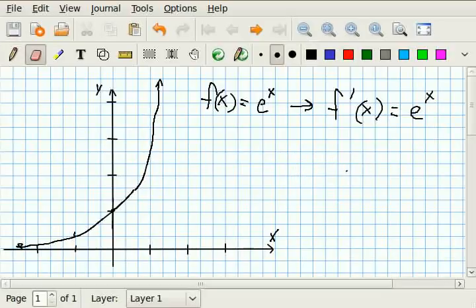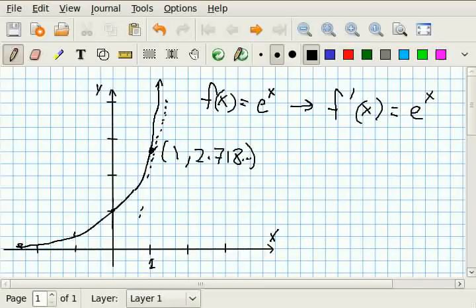E to the x, though, is a function with a really interesting graph, and basically when we make this statement that the function is equal to its own derivative, it kind of tells us something that you can notice on the graph. For instance, right here, when x is 1, the y value is e to the power 1, which is e, or about 2.718. So not only is that the y value here, that's actually also the slope of the graph. This tangent line at that point, when x is 1, has a slope of 2.718.